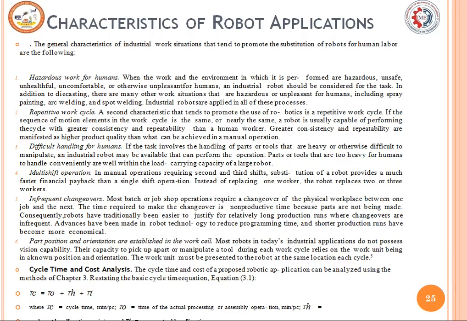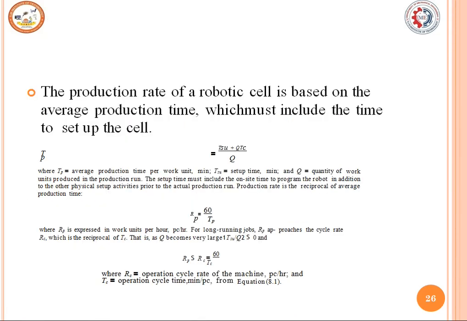Part position and orientations are established in the work cell. So cycle time and cost analysis can be done. Cycle time in minutes per piece includes the time taken for actual processing, work part handling time, and average tool handling time, which are calculated. The production time taken by the robotic cell is calculated based on the average production time. So by using the above equations, you will be able to express the average production rate, and also for a long running job, the approximate cycle rate can be calculated by using a robot.